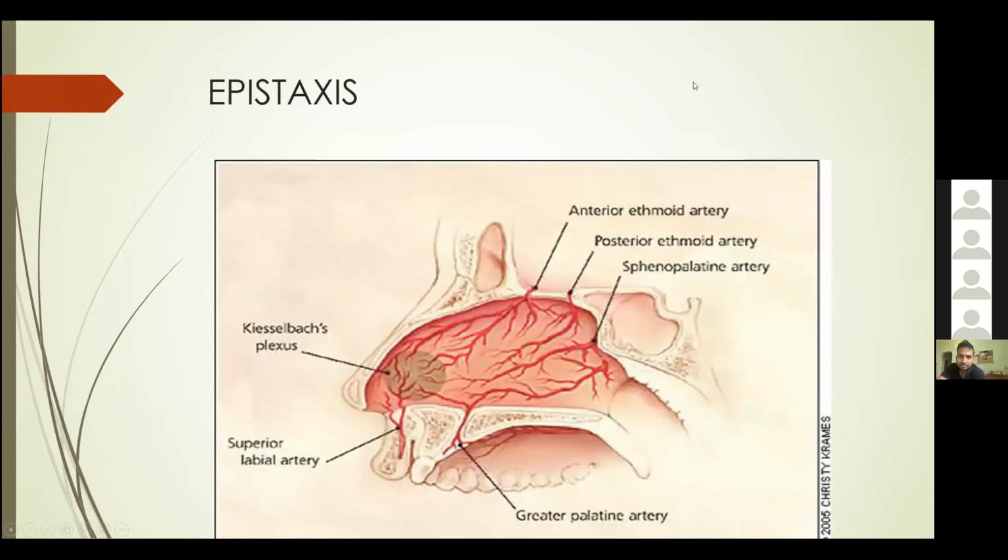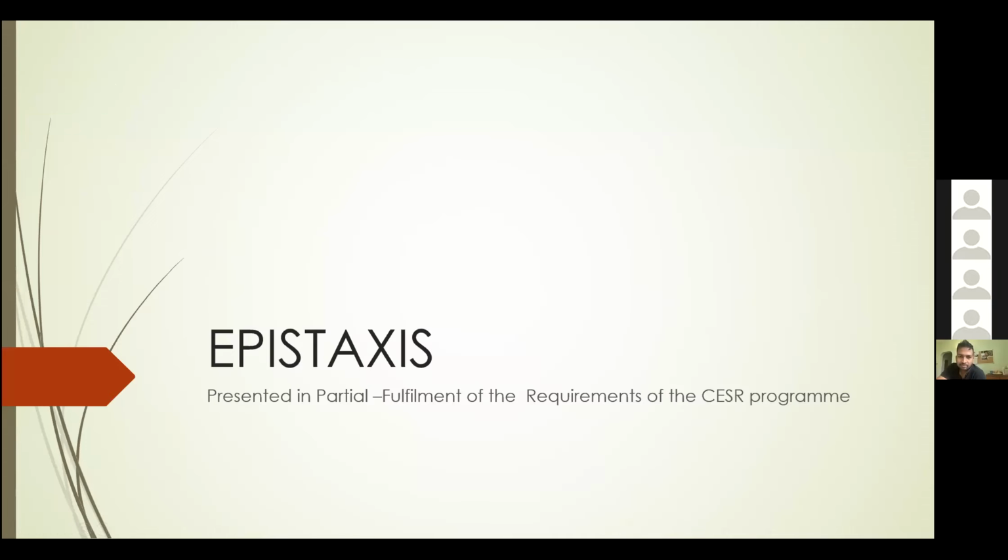This talk is on epistaxis. Now, epistaxis is a Greek term which implies to drip. As you know, medicine has a dichotomous fashion. The Romans have the anatomical terms alluded to them, and the Greeks have the pathological terms. So epistaxis is a Greek derivative.